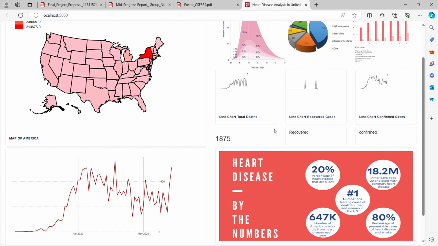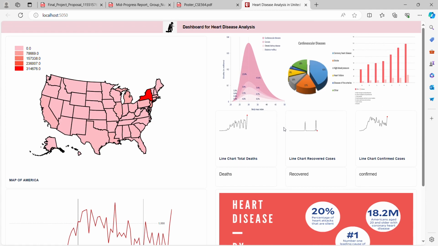You can see that 20% of heart attacks are silent. Heart disease is one of the leading causes of death for men and women in America. Then 80% are cases of heart disease and stroke.